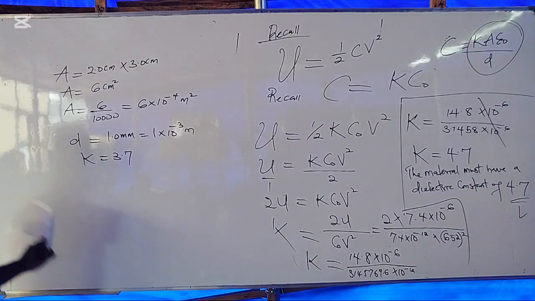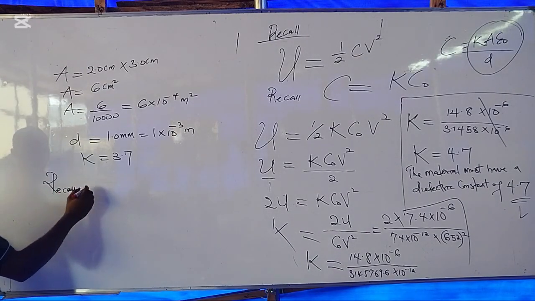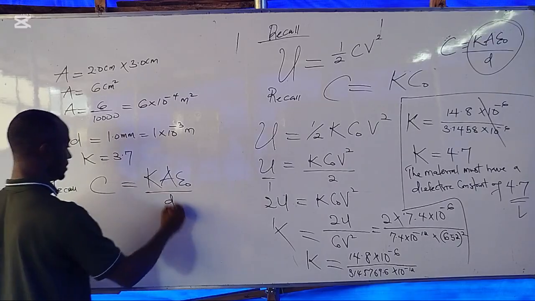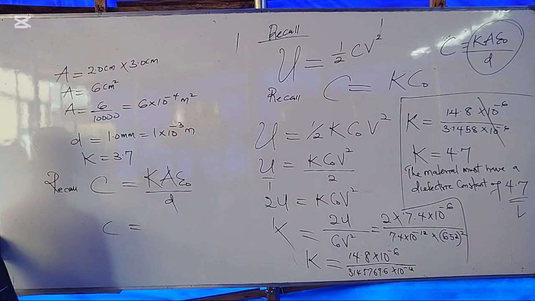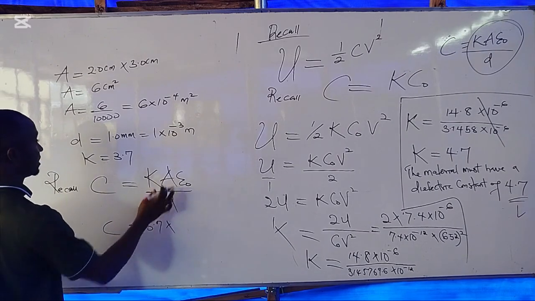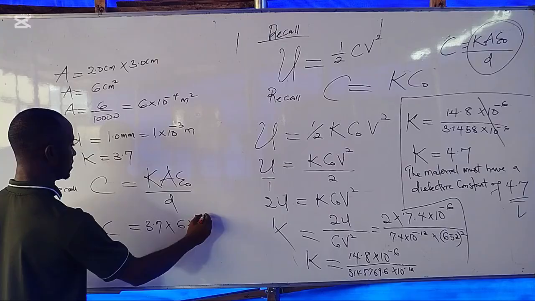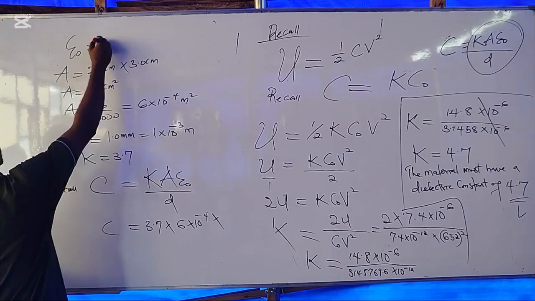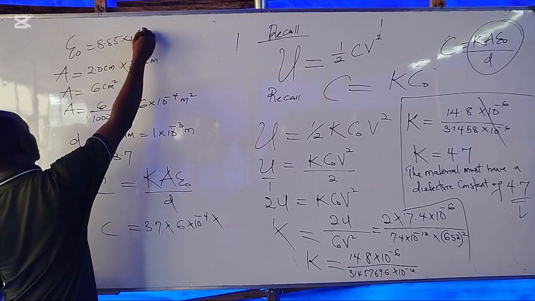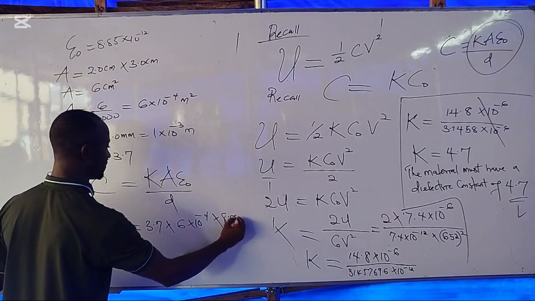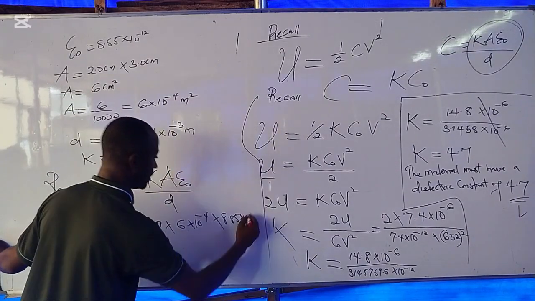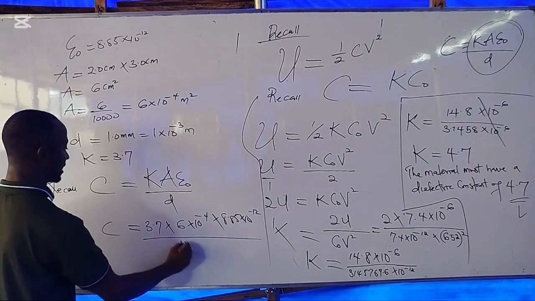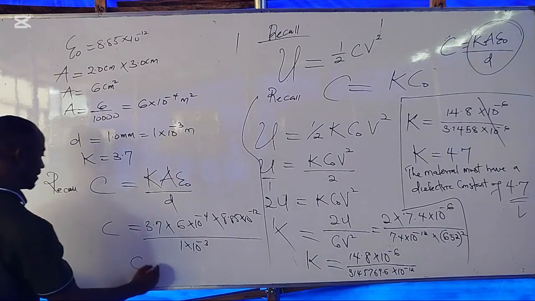Are you following? Then recall that capacitance is equal to K A times permittivity of free space divided by d. So C becomes 3.7 times, what's that area? 6 times 10 to the power minus 4, multiplied by the permittivity of free space, which has a constant value of 8.85 times 10 to the power minus 12. Are you following? Divided by our distance of separation, which is 1 times 10 to the power minus 3. So our C then becomes what?